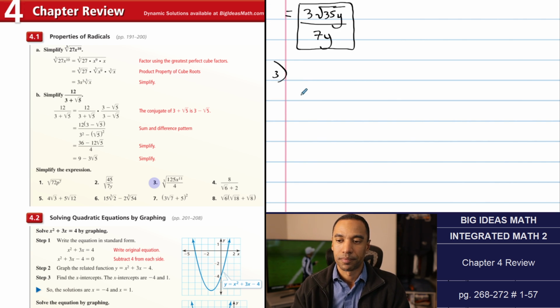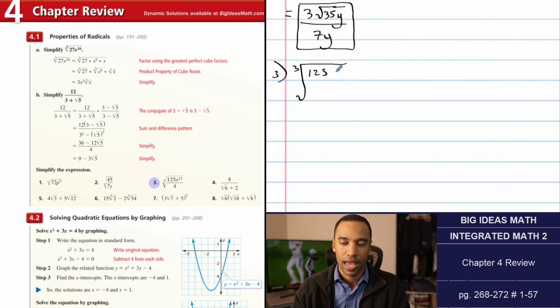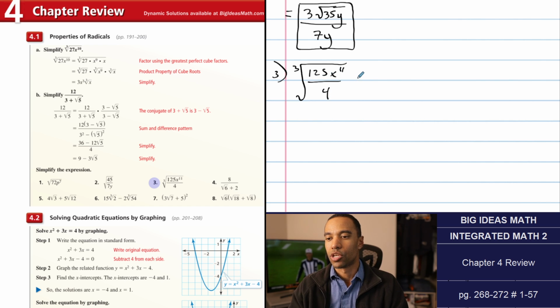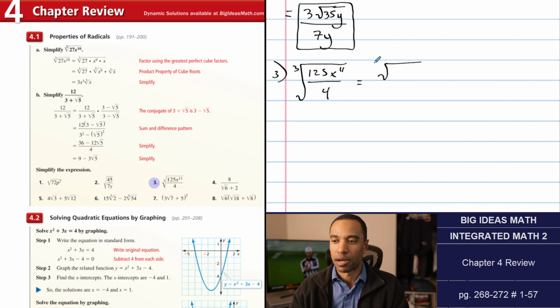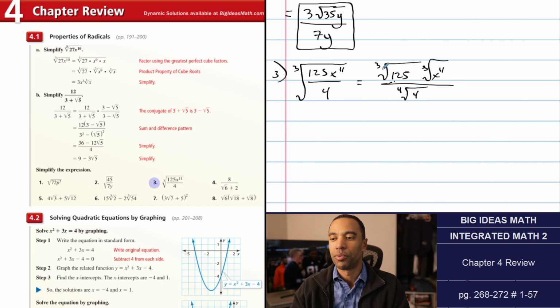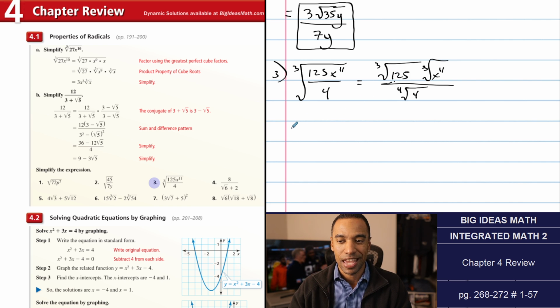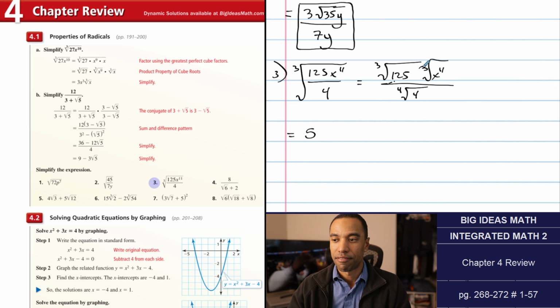All right, number 3. You have the cube root of 125 x to the 11th, well, over 4. So once again, it's that cube root of top and bottom mentality here. Even more so, we take the cube root of 125 and cube root of x to the 11th in their own separate ways, and cube root of 4 down here. Now, 125 is a perfect cube. That number is 5. X to the 11th is not a perfect cube. X to the 12th would have been. X to the 9th is, excuse me.